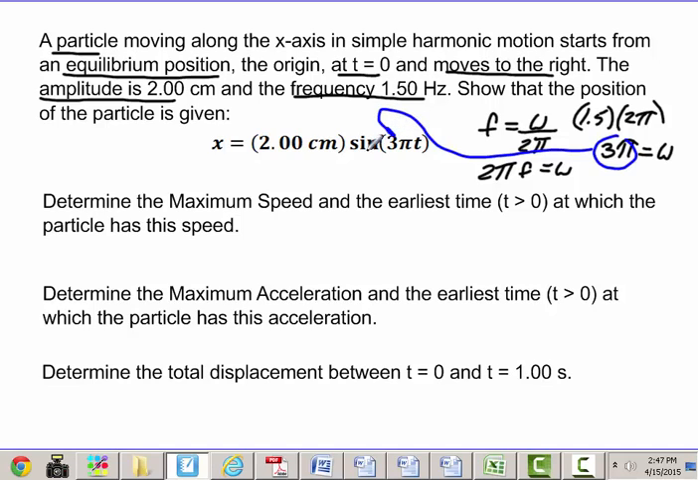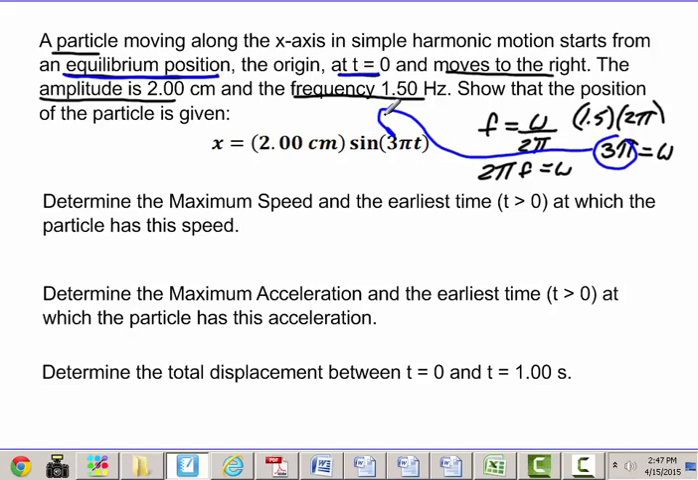Now, one of the reasons that this is modeled using the sine function, as mentioned earlier in the video, is that at time equals 0, you're starting at equilibrium position. There's no reason to use a cosine function, because you're going to deal with a phase shift if you do that. So here we'll start with the sine function.